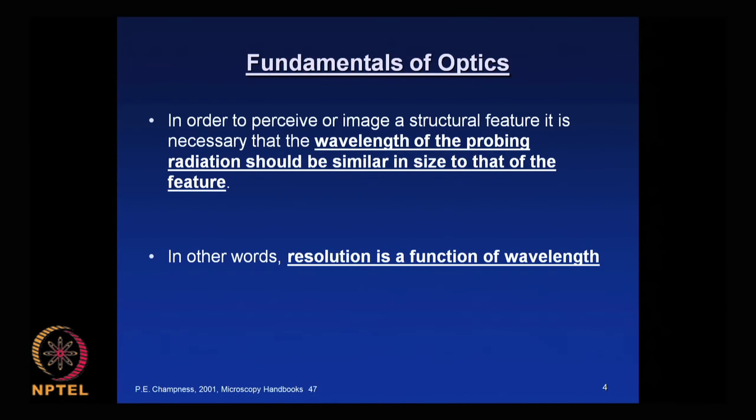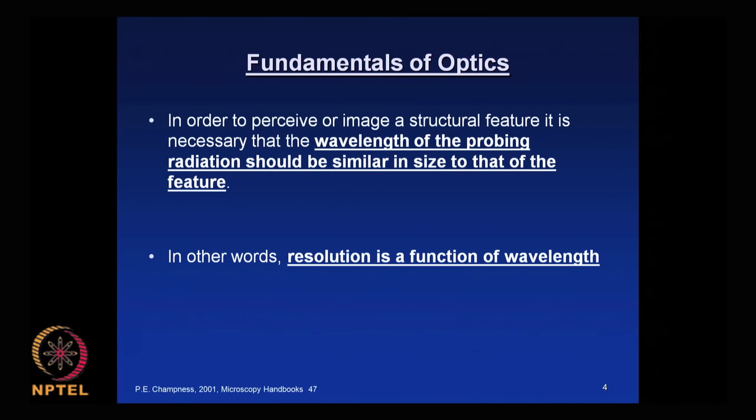So the first and foremost important thing which you have to understand is that in order to perceive or image a structural feature, the wavelength of the probing radiation should be similar in size to that of the feature. This is a fundamental requirement for any electromagnetic probing radiation. That means you have to make sure that the wavelength of the probing radiation is of the same order as the structural feature we are interested in. And this is what is stated. In other words, resolution is a function of wavelength.